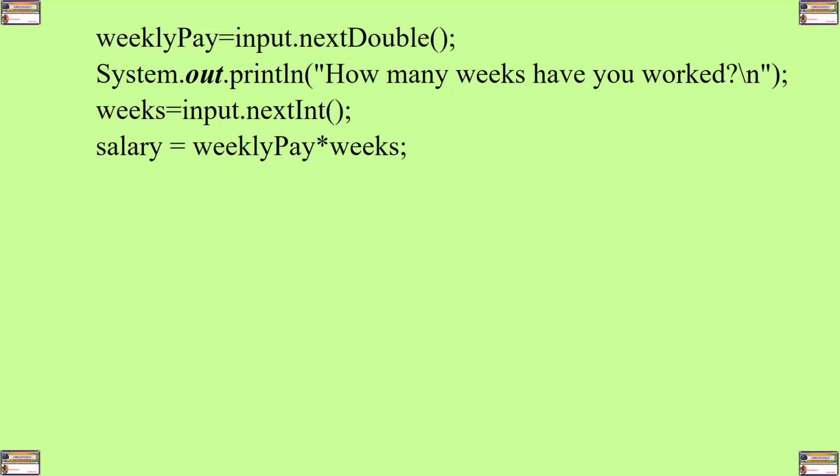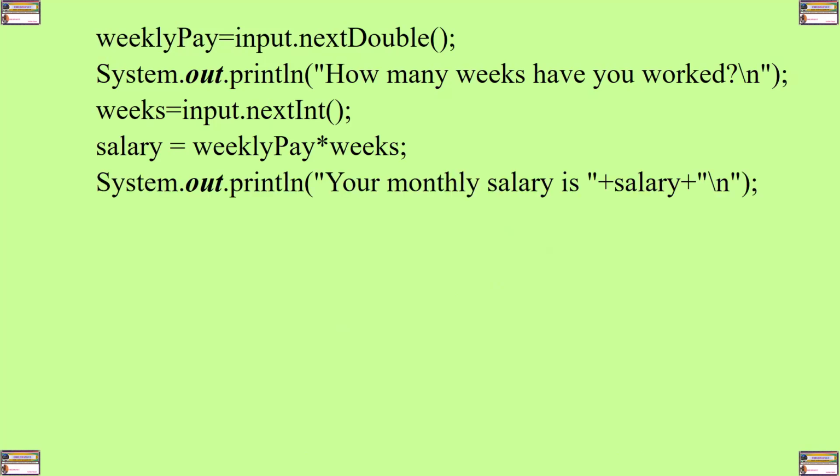From there, the content of the memory location called weeks will be multiplied by the content of the memory location called weekly pay, and the result will be assigned or stored in the memory location called salary. From there, the processor will display the next message, which is your monthly salary is. It will pick the content in the memory location called salary and display the figure at that point as a new line is created.